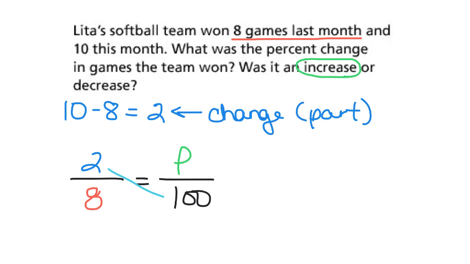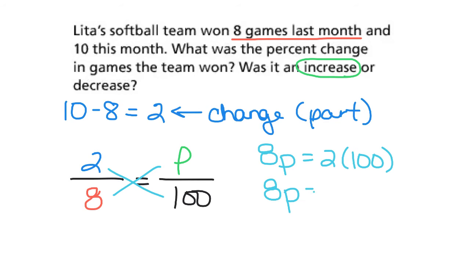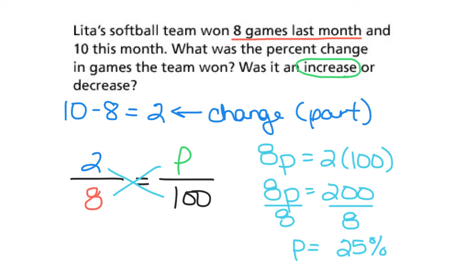We're going to do 2 times 100 and 8 times p. So 8 times p is equal to 2 times 100. That gives me 8p equals 200. And now we want to figure out just the percent, so we're going to divide both sides by the 8. And we are going to find out that p is equal to 25%. Using proportions is an easy way to do this.